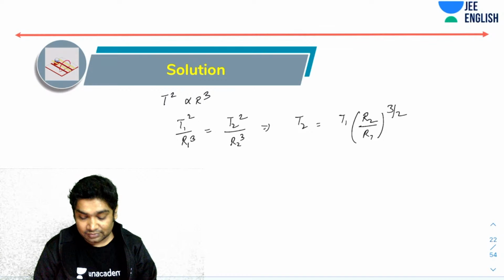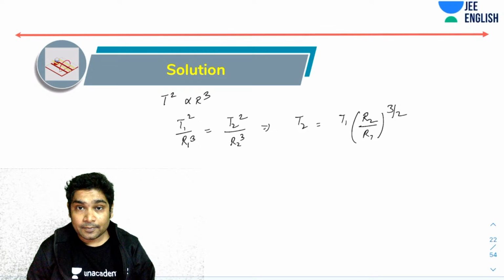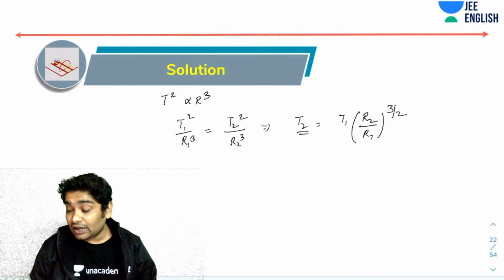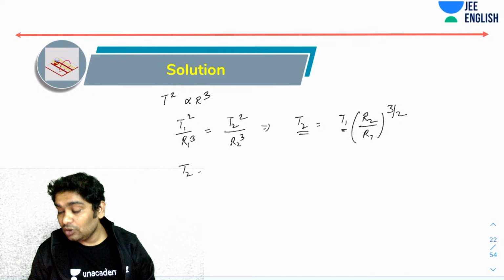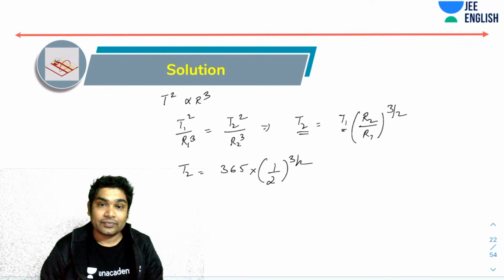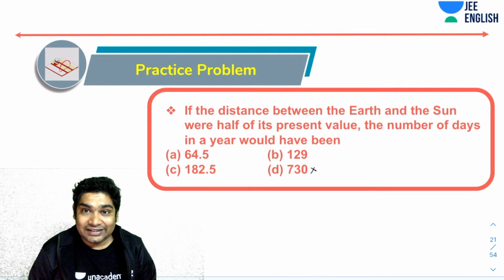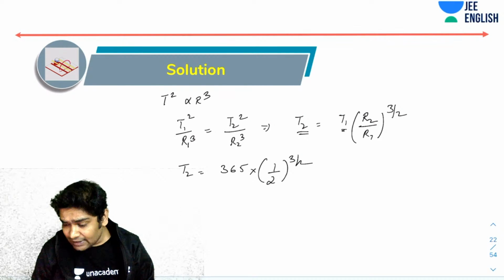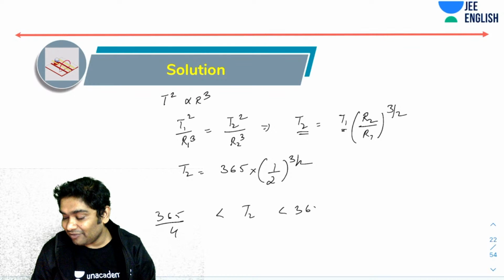What do you think the answer should be? Let's solve it quickly. This is what you have to find, the new time period. The original time period, the length of the year, is 365 days. So you will realize T2 would be equal to 365 into 1 by 2 to the power of 3 by 2. Definitely it will be less than 365, so I can immediately eliminate this one. Now all these are less than 365, and since this is 1 over 2 to the power of 3 by 2, I can say that T2 should lie somewhere between 365 by 4 and 365 by 2.